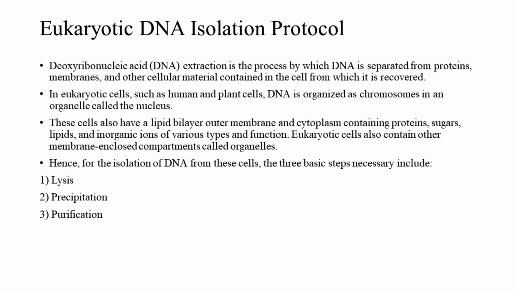These cells also have a lipid bilayer outer membrane and cytoplasm containing proteins, sugars, lipids, and inorganic ions of various types and function. Eukaryotic cells also contain other membrane-enclosed compartments called organelles. Hence, for the isolation of DNA from these cells, the three basic steps necessary include 1. Lysis. 2. Precipitation. 3. Purification.